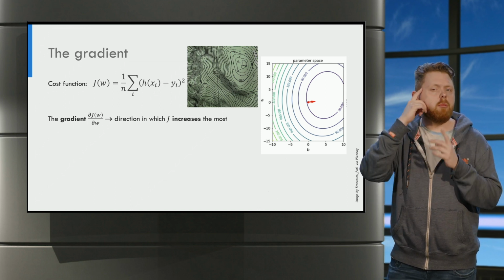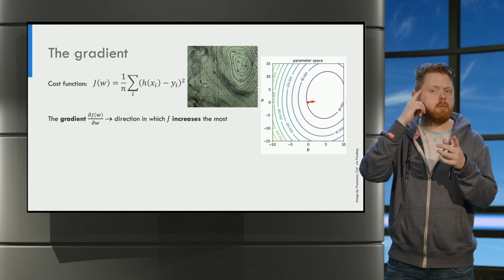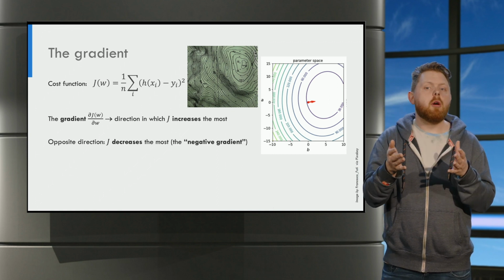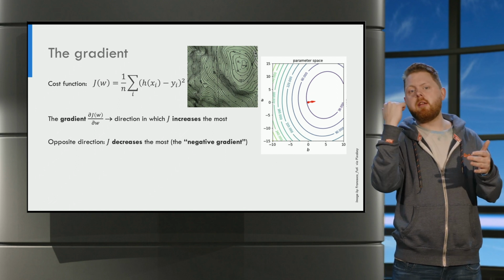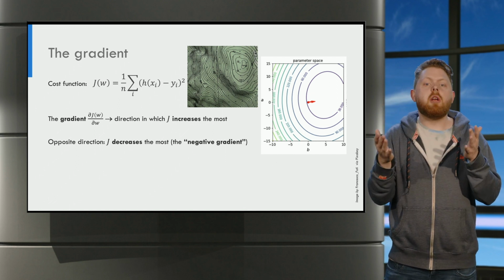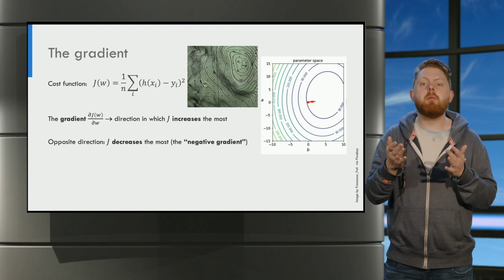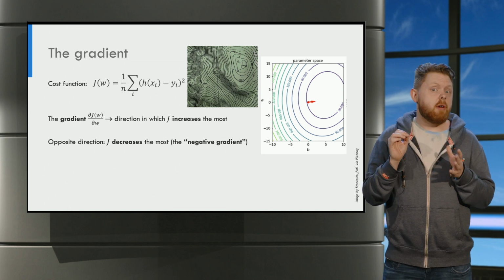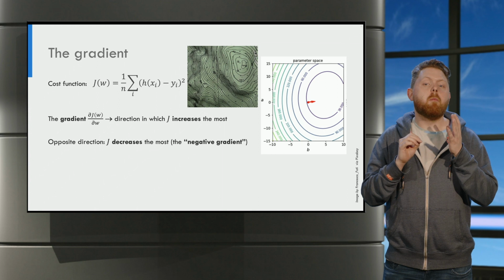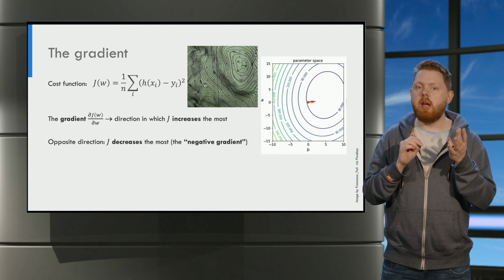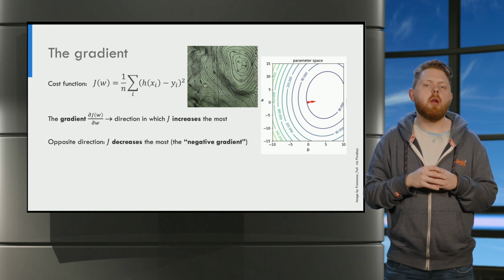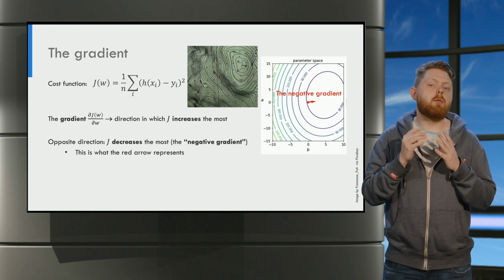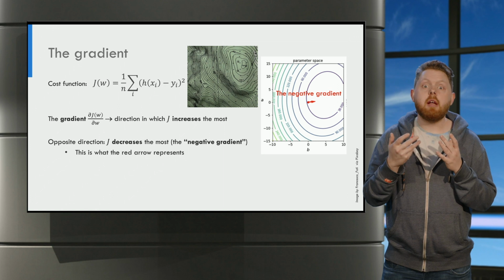Remember, we want to minimize the objective function. Therefore, we need to move in the opposite direction of the gradient. This direction decreases the objective function the most. This direction is given by -1 times the gradient, or what I call the negative gradient. This is what the red arrow represents, the negative gradient.